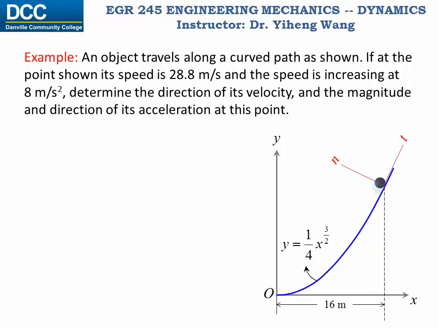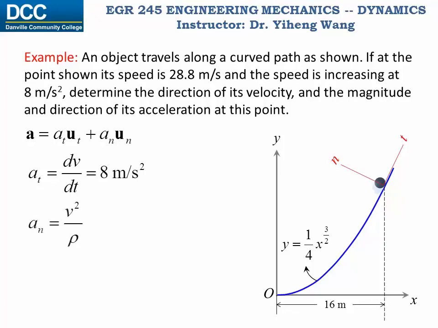The acceleration written in the normal-tangential components is a_t u_t plus a_n u_n. a_t is the magnitude of the tangential acceleration, and it describes the change in the magnitude of the velocity, or the change in speed, and in this case it's given to be 8 meters per second squared. a_n is the normal acceleration and is evaluated by v squared over rho, rho being the radius of curvature at this point. And since the equation of the path is given, therefore rho can be calculated using this formula.